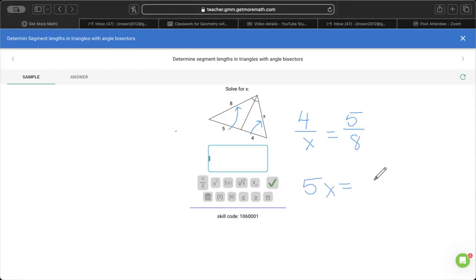Let me go ahead and finish this one out. 4 times 8 is 32. Here we get a decimal again. Divided by 5 is 6.4. So that could get me 2/5. Let me see if it'll take a fraction. So that's going to get me 6 and 2/5. So I can enter it as a fraction or I can enter it as a decimal, either way.